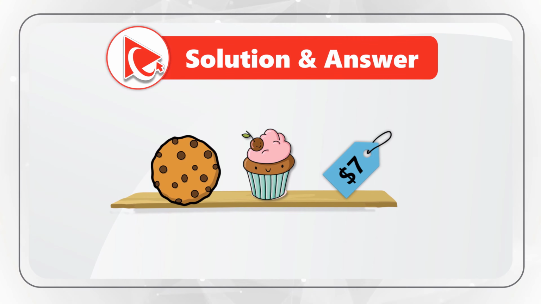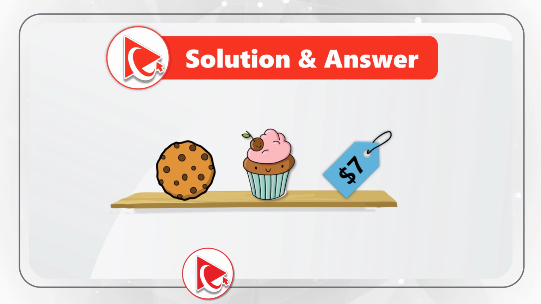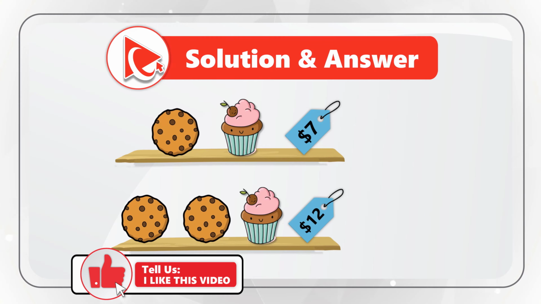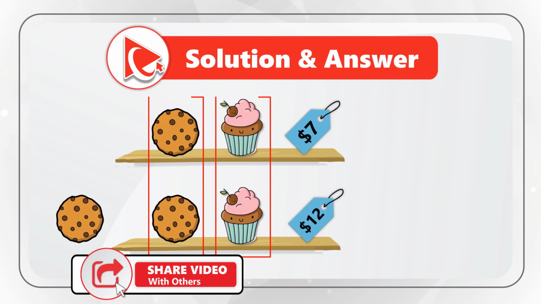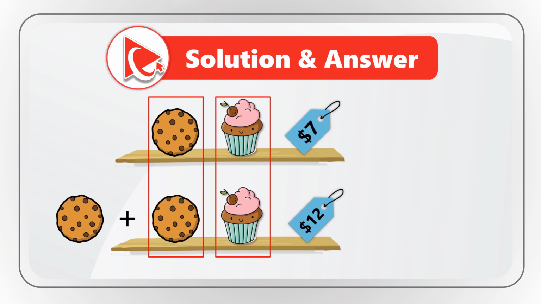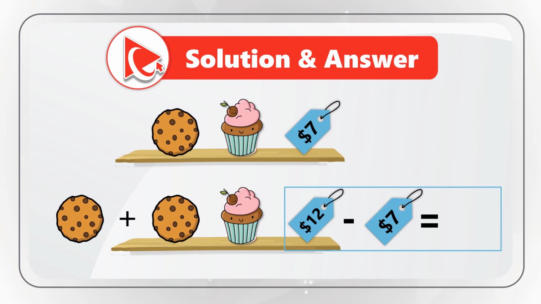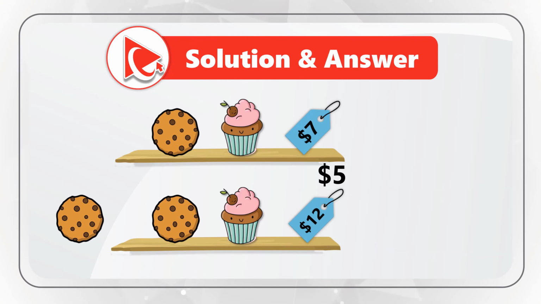Take a close look at the first set. The first set consists of a cookie and a cupcake, and it costs $7. What's interesting is that the second set already includes the first set plus a cookie, which allows us to calculate the price of this extra cookie. And we can do it by subtracting 7 from 12, and the end result of it is $5, which means that the price of a cookie is $5.